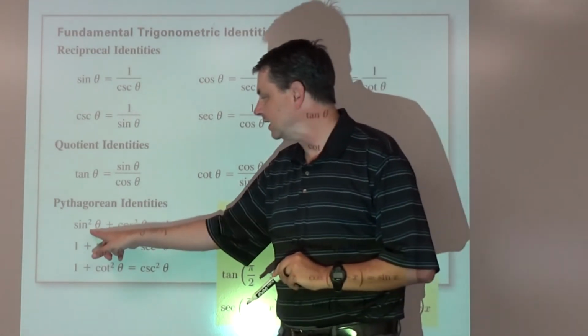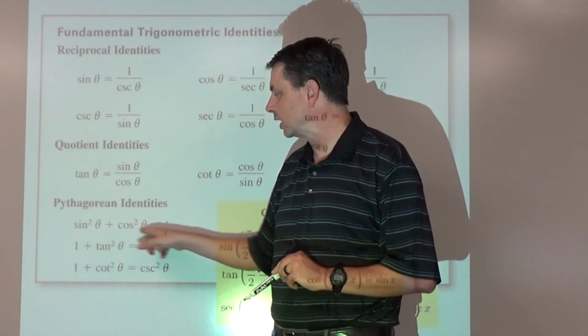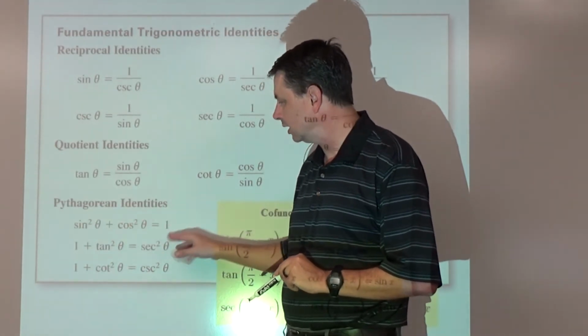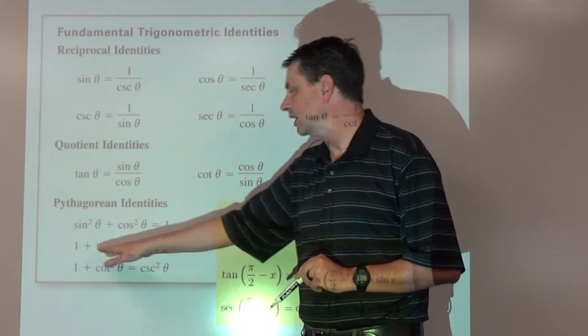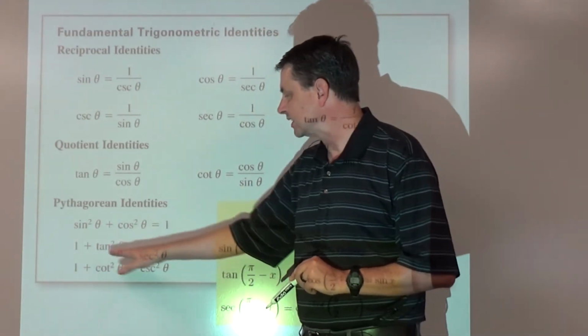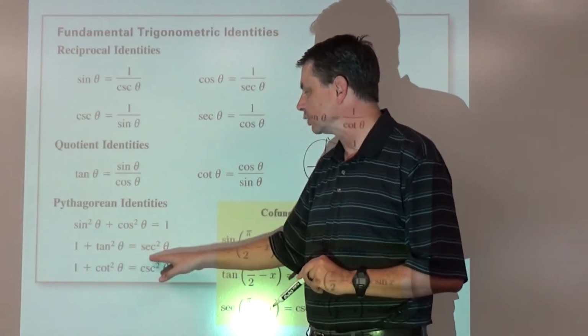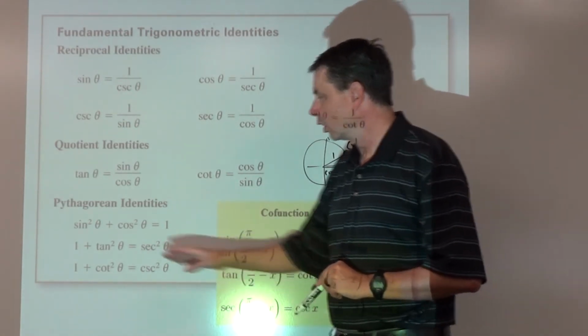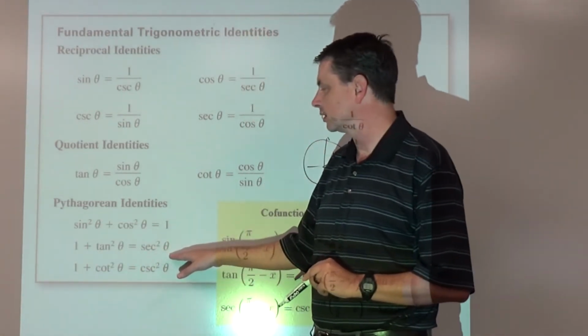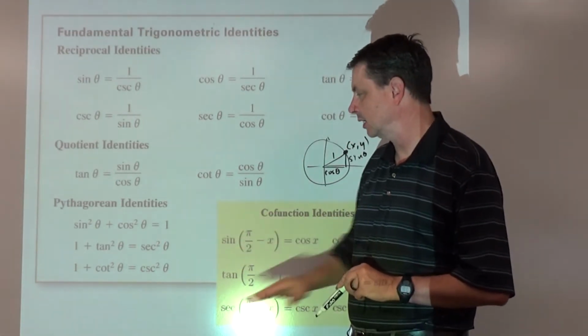If I divide everything by cosine squared theta all along, I'm going to get this one. And then we can manipulate that and say, oh, okay, if I subtract 1 from both sides, I get tan squared theta is equal to secant squared theta minus 1. Or 1 is equal to secant squared theta minus tangent squared theta.